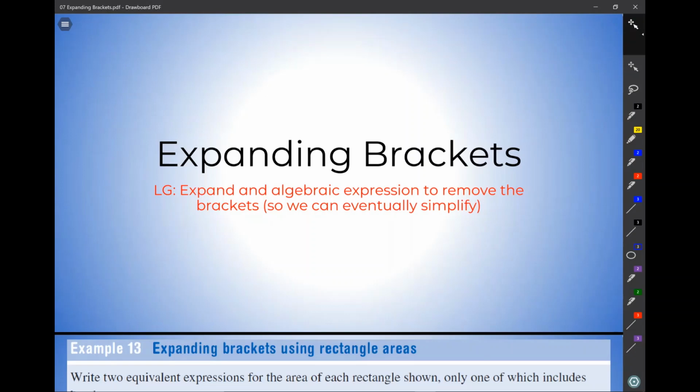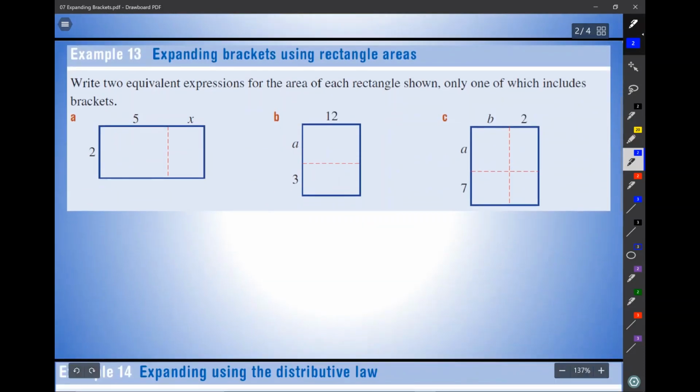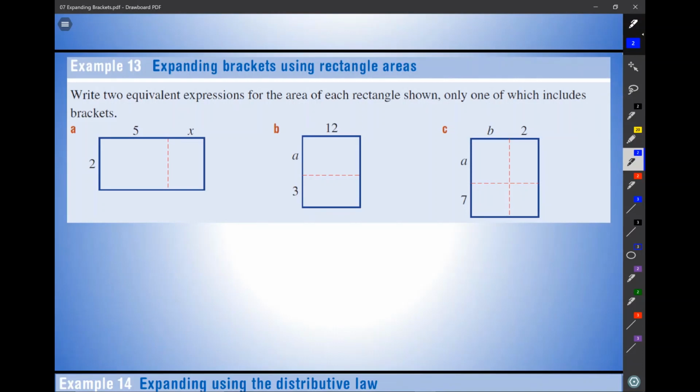Today's lesson is going to be about expanding brackets, another important tool we need to use in algebra. And the goal of what we're doing here is going to be to simplify the expression. What we're going to start out with, though, is a bit of an object lesson to hopefully help you see why we expand brackets the way we do.